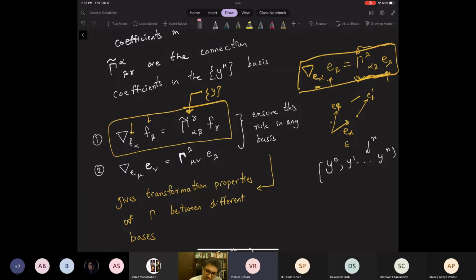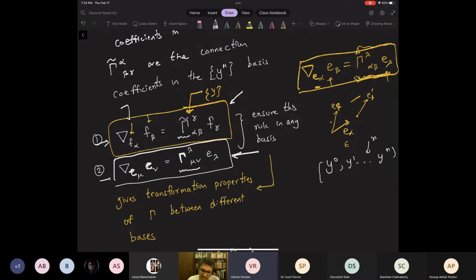Okay, by taking that component of gamma. So these are the parallel transport coefficients expressed in the y basis. These are the parallel transport coefficients expressed in the x basis. And no matter which basis I use, the expression for del f should be some gamma times f. It should look like this. And that should be true in this x basis as well when I use E as the basis vectors.